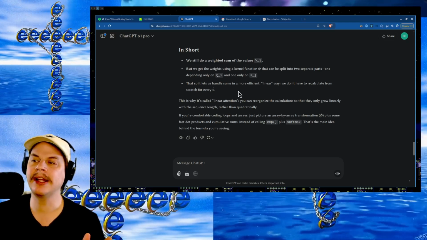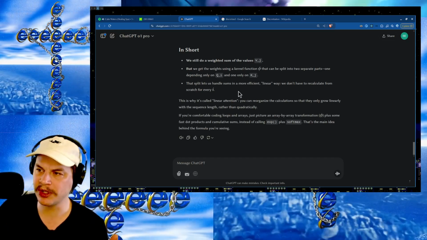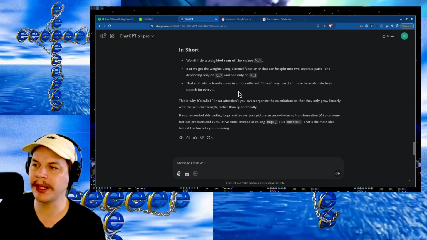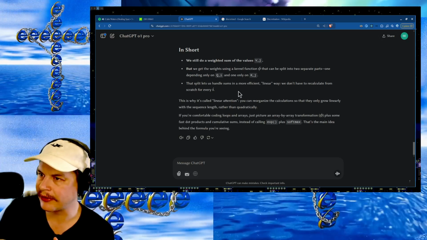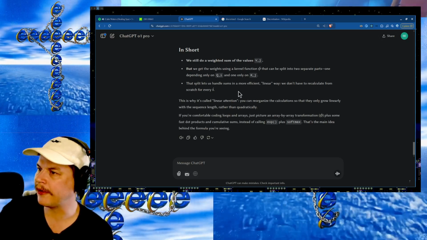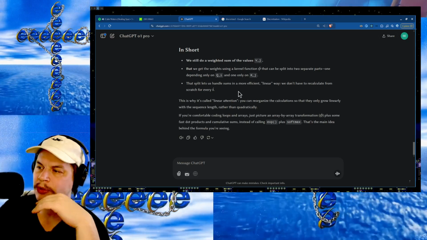So that we can parallelize it, because we're taking one bigger function and splitting it into two separate pairs, we're checking some distances. And since we can do those two things split at one time and then bring them together at the end, that means it can be parallelized. That split let us handle it in a more efficient, linear way. We don't have to recalculate from scratch every time. There you go. That's why it's called linear attention.